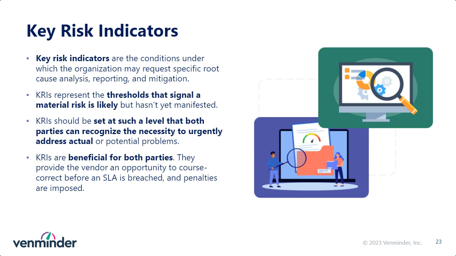KRIs are the conditions under which you may request specific root cause analysis to events or incidents, or maybe you just want additional reporting or details about something you've learned about them in your review. KRIs represent bells going off, maybe suggesting a risk or a material risk might be brewing. KRIs also should be set at a level that both parties can recognize that they need urgent attention. And KRIs are beneficial for both parties, because while you're generally the one with the bells ringing and wanting more information, this also provides a vendor an opportunity to course correct before an SLA is breached or penalties are imposed. A really good way to stay on top of this is establishing some quarterly business reviews or some other routine reviews with your vendor, so it gives both parties a chance to share what's going on their sides.